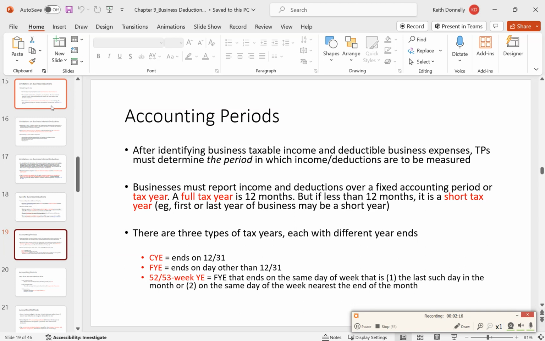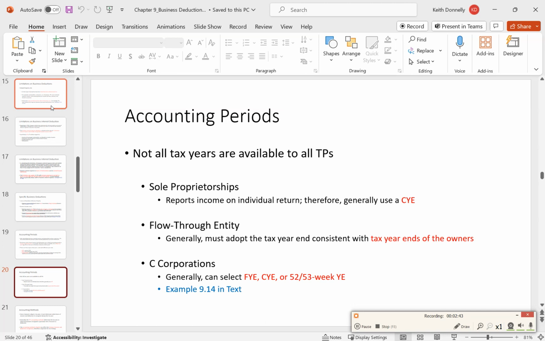And generally, with tax years, another way you can categorize them is a tax year end can be a calendar year end, 12/31. It can be a fiscal year end, any time other than 12/31, or it can be this 52/53 week year end, which is a modified version there. You can read that. So that's the idea here, we're trying to figure out the accounting period. And the idea overall is not all tax years are available to all taxpayers. You don't always get to pick exactly what you want.